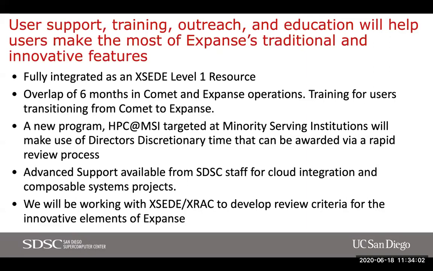There will be an overlap of 6 months in the operation, so that gives us plenty of time to train users to transition from Comet to Expanse. We'll start it off with some events in September, but we'll likely do more of them so that people can transition from Comet to Expanse.